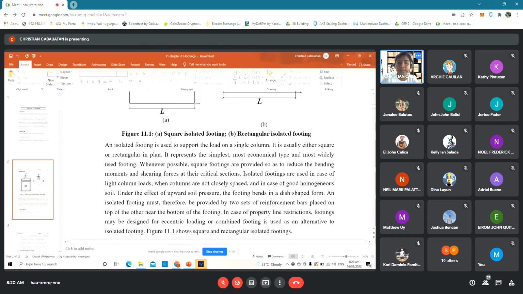So whenever possible, square footings are provided so as to reduce the bending moment and the shearing forces at their critical sections. A square footing is better because it will reduce those effects.